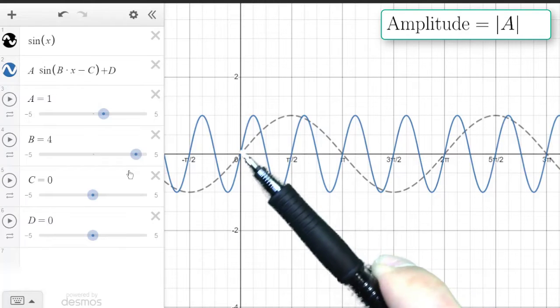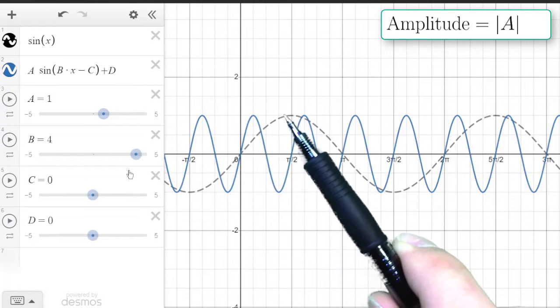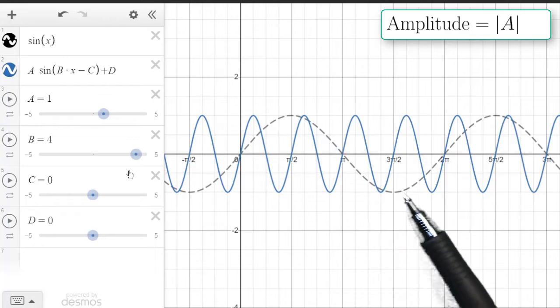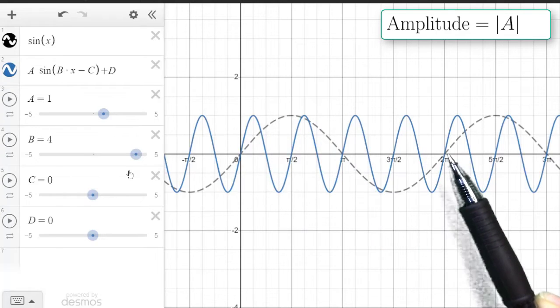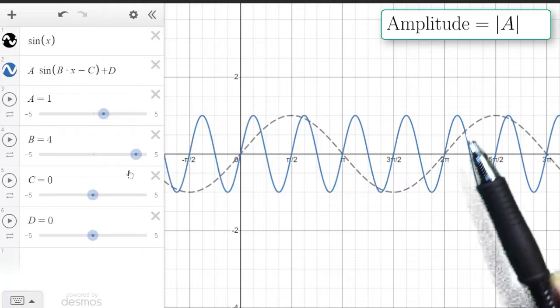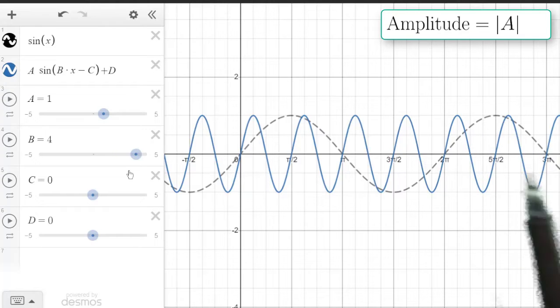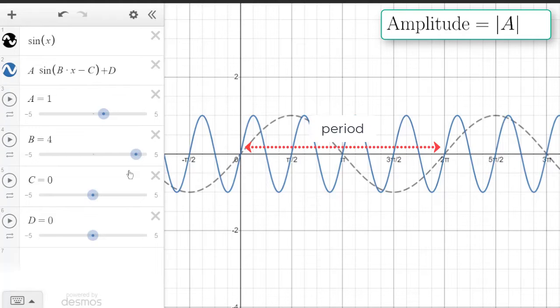Now, the sine function has what's called a period. That's how long it takes for the graph to repeat itself. If we start here and go up the original sine curve, we come back to where we started by the time we get to 2 pi. Once I get to 2 pi, the graph repeats. So every 2 pi units, it repeats. So 2 pi is the period of the sine function.